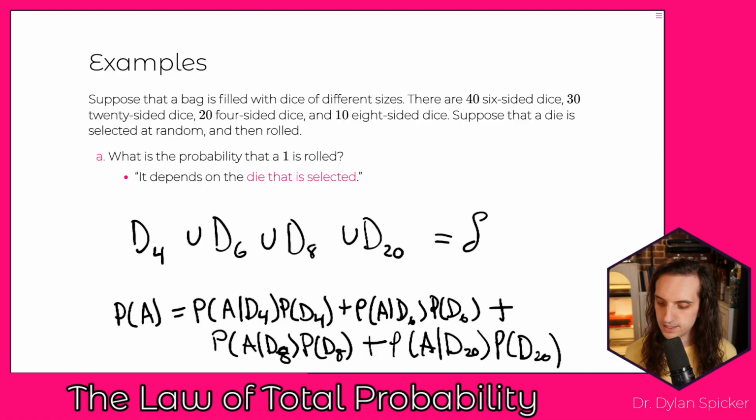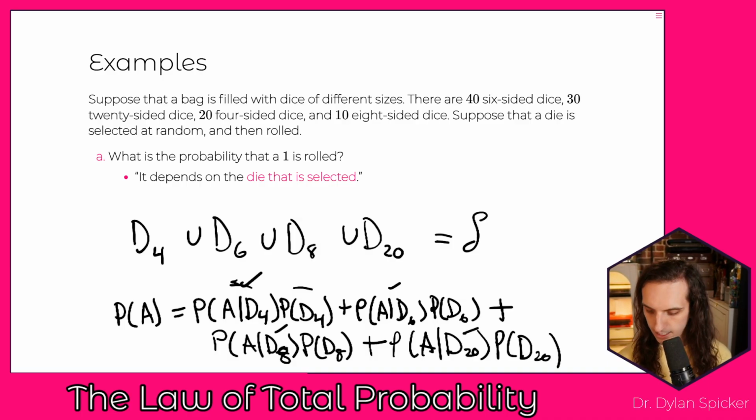And so working through all of these probabilities, this is just writing out that formula that we have. It's the conditional probability conditioned on each part of our partition times the marginal probability of each part of our partition. And the good thing is all of these conditional probabilities are easy for us to work out. It's going to be 1 in 4, 1 in 6, 1 in 8, and 1 in 20. And all of these marginal probabilities are also easy for us to work out, because we know that there are 20 4-sided dice, 40 6-sided dice, 10 8-sided dice, and 30 20-sided dice. That gives us 100 total dice. And so as a result, we use all of this information here.